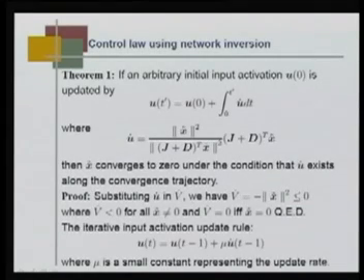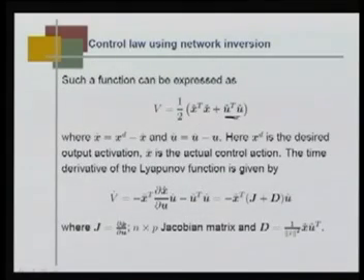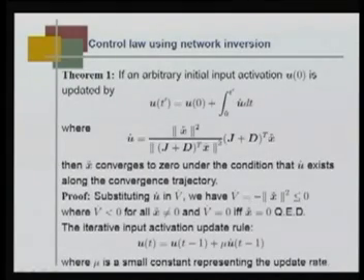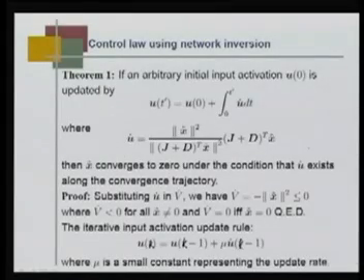Substituting u dot in the previous V dot, you get V dot is minus x tilde norm square, which shows that the overall system will be Lyapunov stable. The iterative input activation update rule, because the previous one is a continuous update, will be u(t) is u(t minus 1) plus mu times u dot (t minus 1). This is iterative, so since we have given t in terms of time, maybe we can put it as k, where mu is a small constant representing the update rate, and where u dot is computed from this expression at the sampling instant k minus 1.